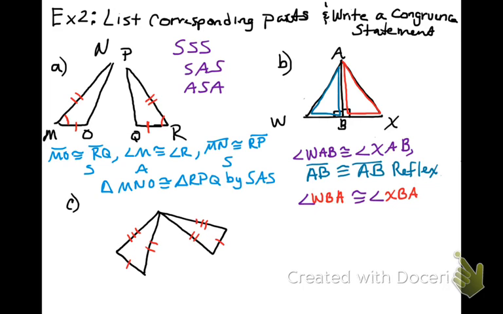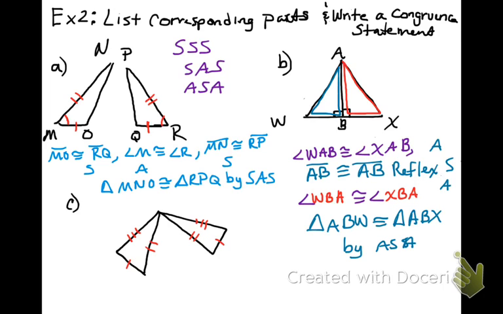So now you can look at it. I have an angle, a side, and an angle. So angle, side, angle. You're going to say triangle ABW is congruent to triangle ABX. Now, again, I'm starting with A, then B, and then W, but you could start with W and go WAB, which would go with XAB. So it's up to you which one you're going to start with. It is by ASA.